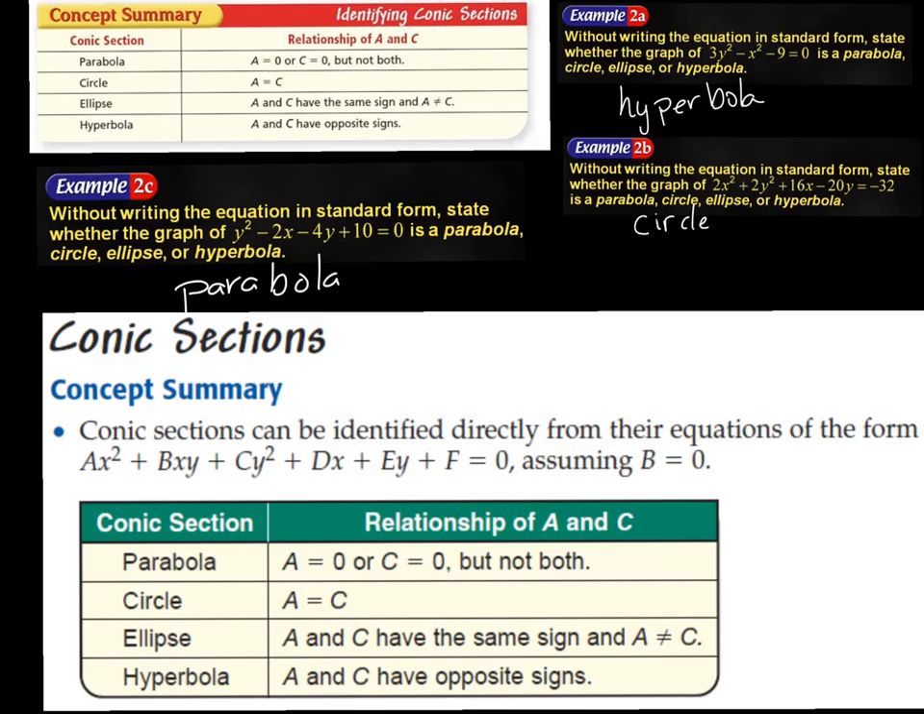Conic sections can be identified directly from their equations in that standard form, assuming b equals 0. We have a parabola if either a or c equals 0 but not both, a circle if a equals c, an ellipse if a and c have the same sign and aren't equal, or a hyperbola if a and c have opposite signs.